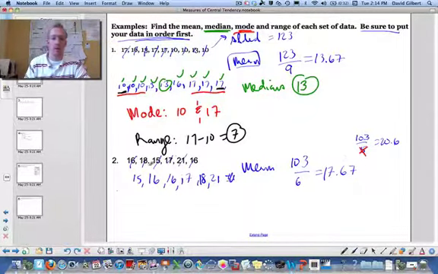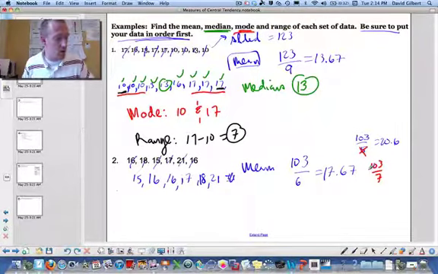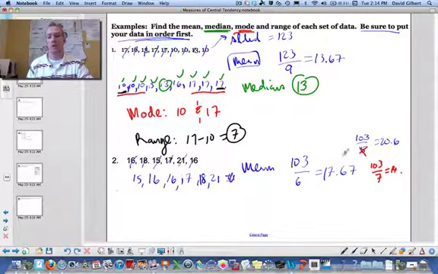Same thing if you counted and accidentally counted that there were 7 numbers. 103 divided by 7 is going to give you a number that's way too small. That gives you 14 point something, and 14 is smaller than all your other numbers, so there's no way that can be it either. So 17.67, does that make sense? Yeah, it's about the average of those. So there's our mean.